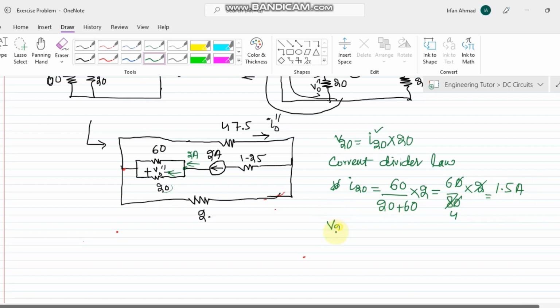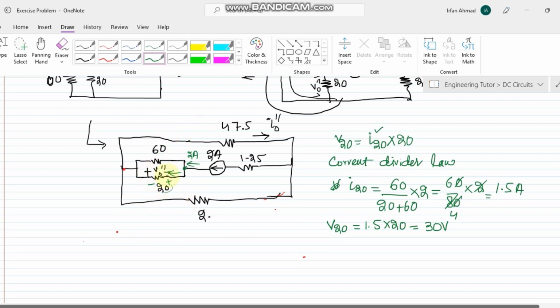Similarly, the value of V20 here will be equal to, and the polarity of V20 will be like this one, 1.5 multiplied by 20, and here we will have 30 volts. So that is the value of V20, which has the polarity like this one.